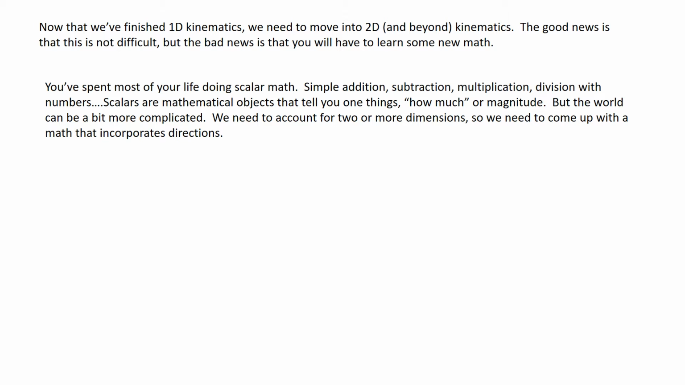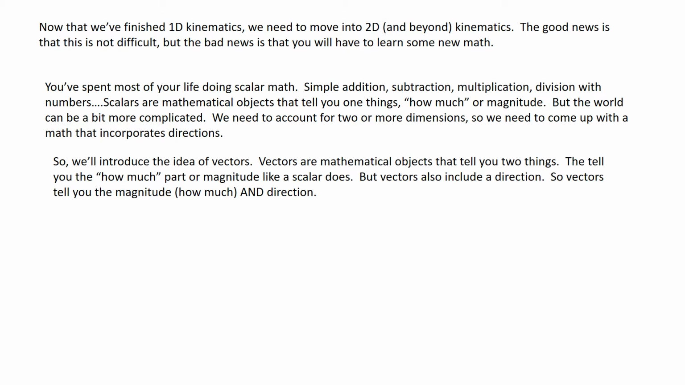Scalars are mathematical objects that tell you one thing. They tell you the how much, or another word for that is the magnitude. But the world is a little bit more complicated than that. We typically have to account for two or more dimensions, so we need to come up with a math that can incorporate directions. We'll introduce the idea of vectors. Vectors are mathematical objects that are going to tell you two things. They tell you the how much part, or the magnitude like a scalar does, but the vectors also include a direction. So vectors tell you the magnitude, the how much, and a direction.